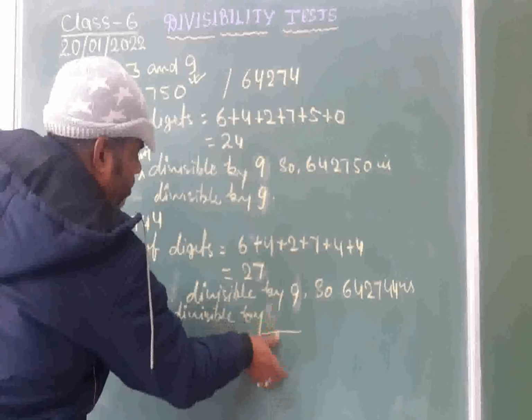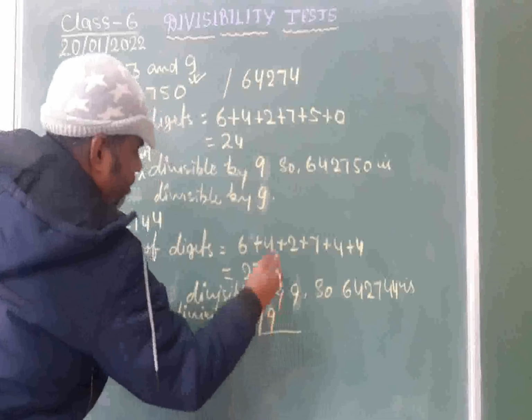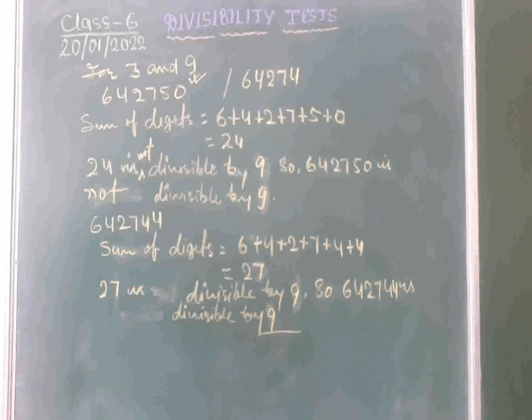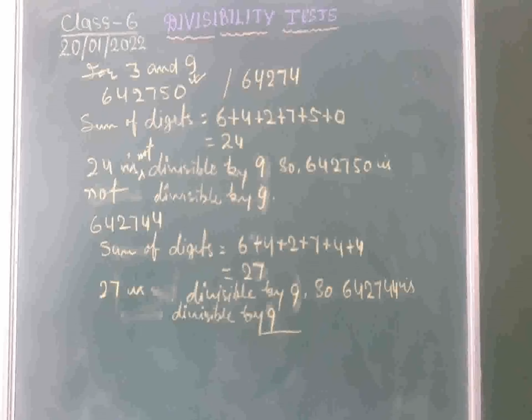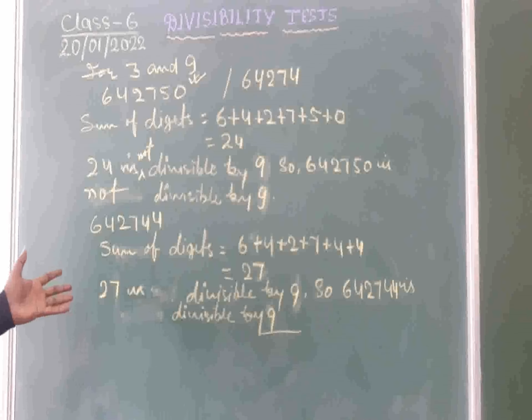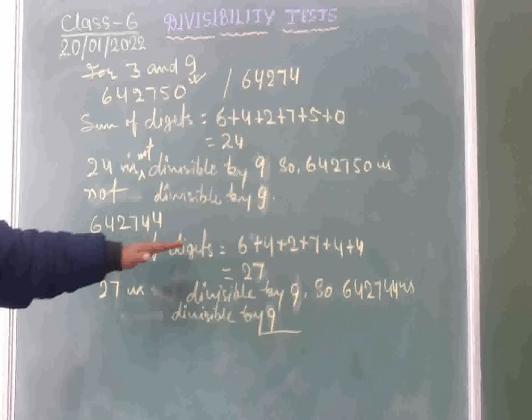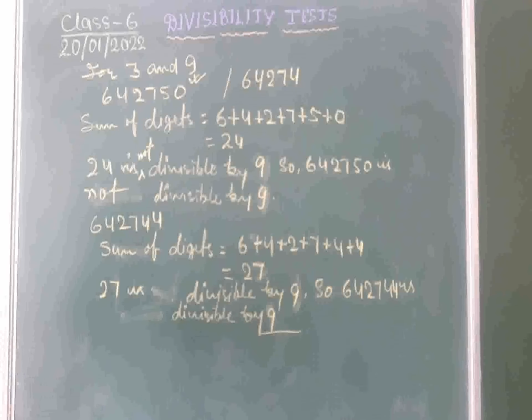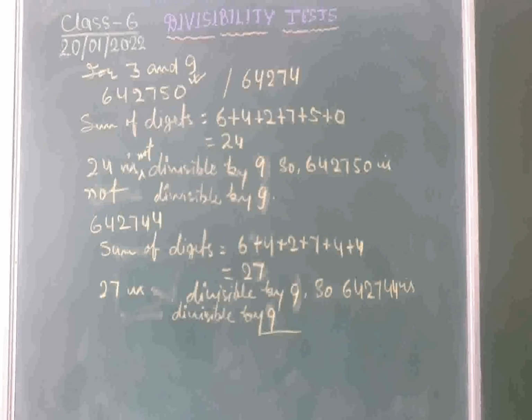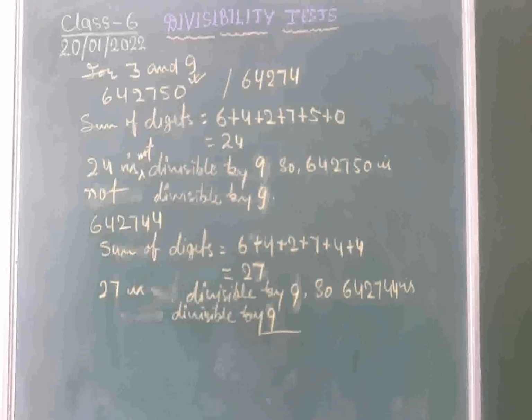Nothing else should be changed. The statement is even the same. We just have to change the digit that we say. So for 9, the sum of the digits comes to 27, and 27 comes in the table of 9. So 27 is divisible by 9, so the number is also divisible by 9.